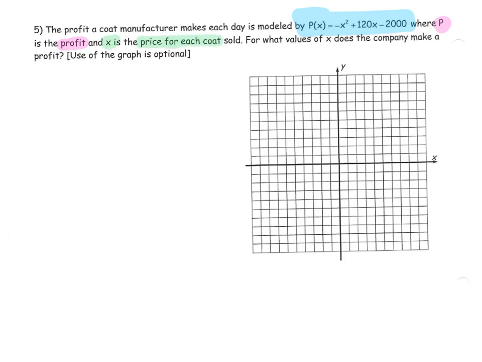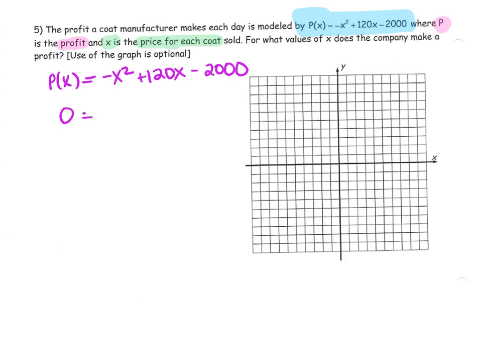Okay, we want to know for what values of X does the company make a profit? So we don't have to use the graph, that is optional, but let's see. For what values of X does the company make a profit? All right, well, I've got a quadratic function, right? So I have P of X equals negative X squared plus 120X minus 2,000. And we want to solve for X. So let's do it.